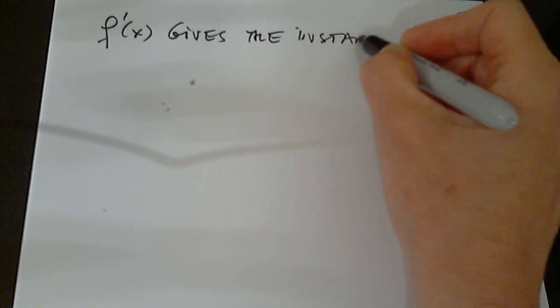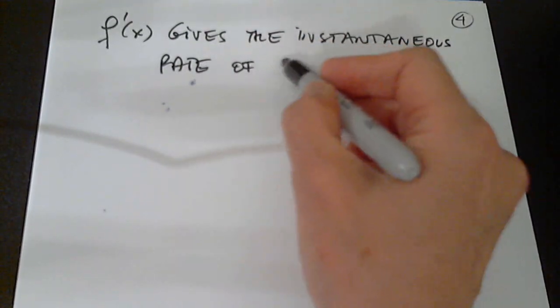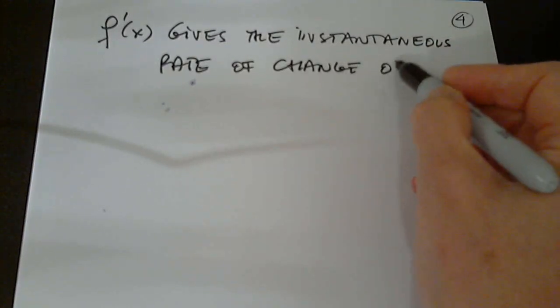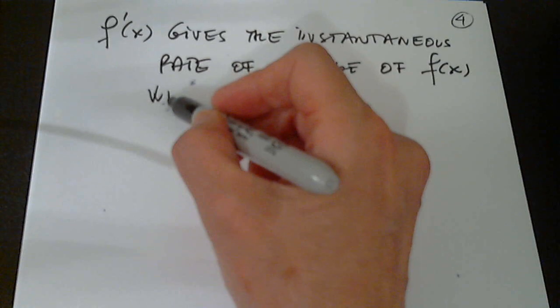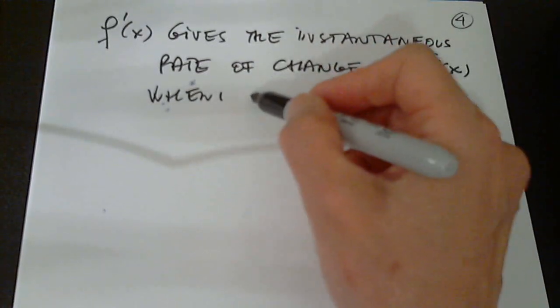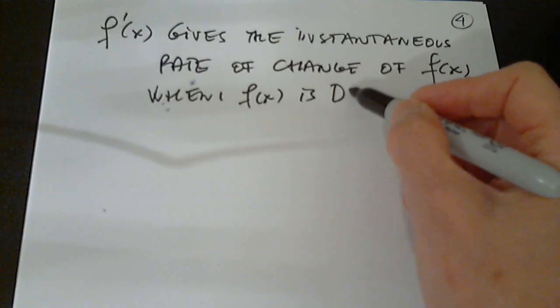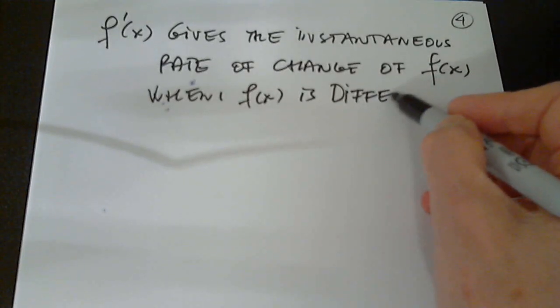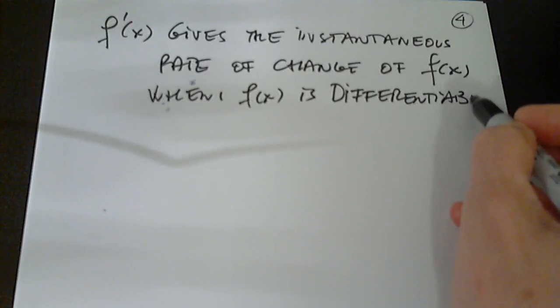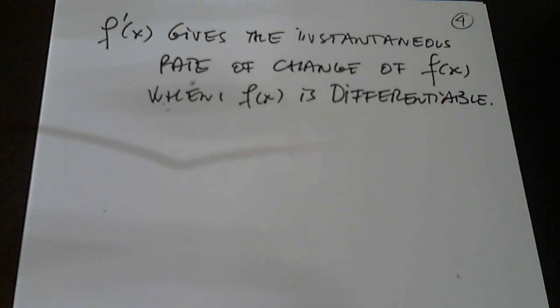So now, finally, one more time, f prime of x gives the instantaneous rate of change of function f of x when f of x is, and we're using that fancy word, differentiable. In other words, no cusp, no corner, no vertical tangent, and it's continuous.